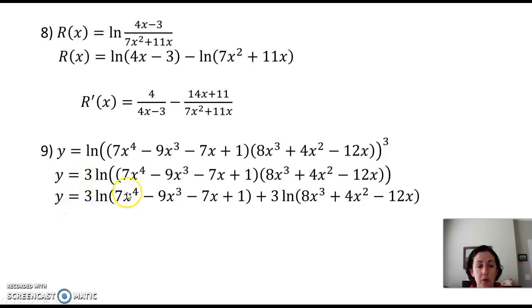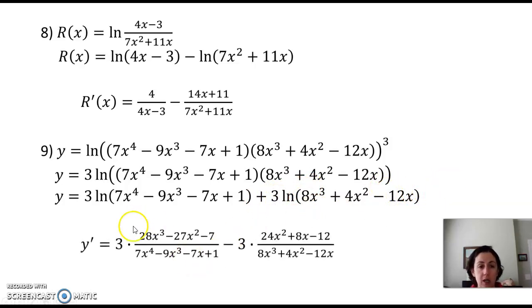So now I have 3 times the derivative of this plus 3 times the derivative of that. So now I'm ready to take my derivative where that 3 is just a coefficient. So inside function goes on the bottom, derivative of the inside function up top. Minus, that 3 carries through, inside function on the bottom, derivative of the inside function on the top.